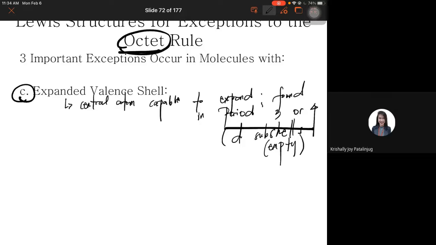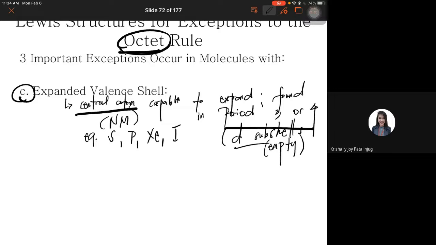Okay, and again, usually the central atoms are those found in period 3. Yung mga non-metals particularly, halimbawa, pinaka-common, si sulfur, phosphorus. When you check it on the periodic table, they are found on period 3. Okay, another example, xenon, iodine. They are found in period 3, then higher. Pwedeng sa period 4, 5, etc.